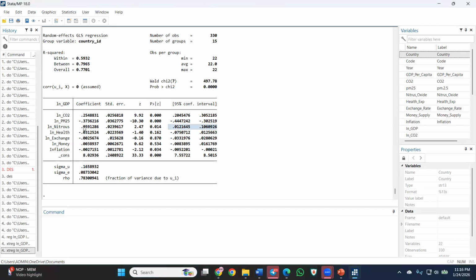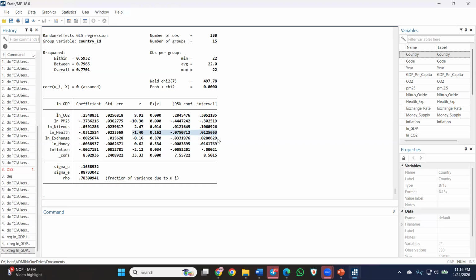But let's look at the health. For the health, the minimum confidence value is negative 0.75, and the highest confidence value is 0.01. Moving from a negative value to a positive value, you will cross zero. It means that variable is insignificant. If you cross-check with its p-value, the p-value is more than 0.05, and the z-value is less than 2. So you can see that variable is not significant.